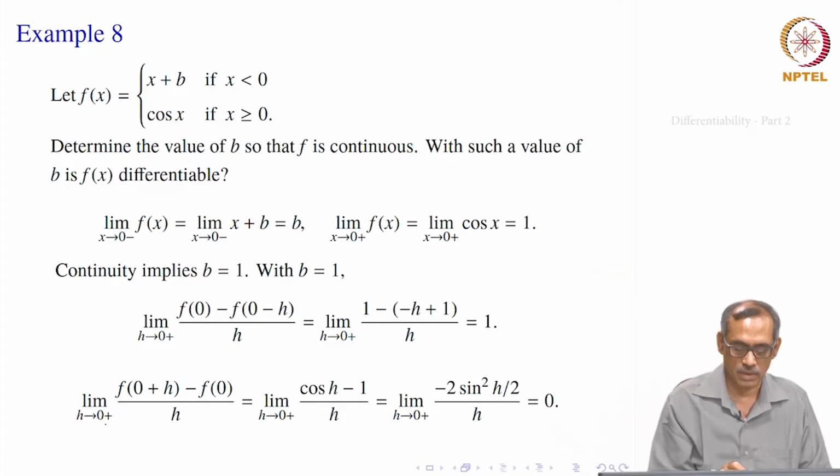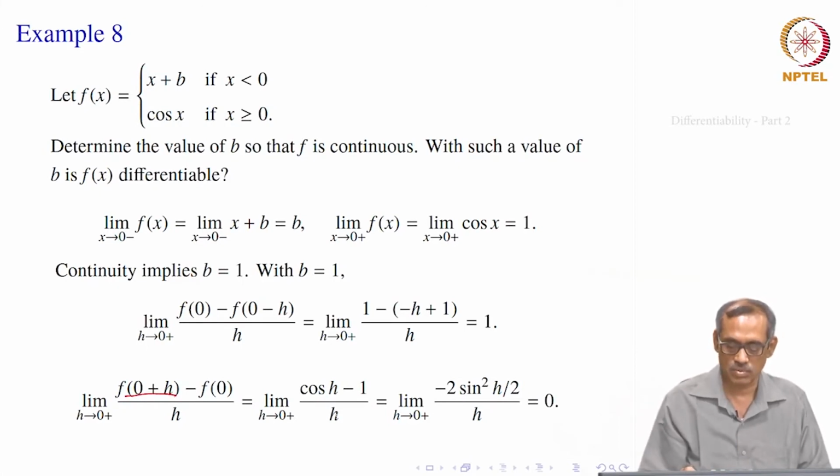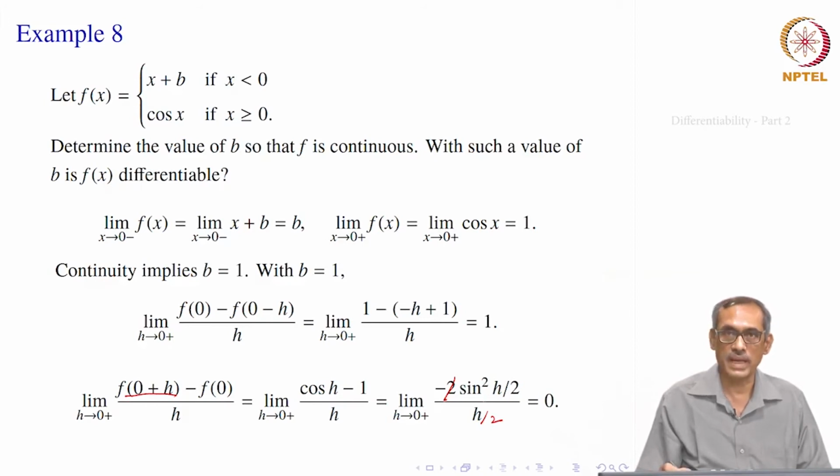Similarly, we should get the right side also, which is f of 0 plus h minus f of 0 by h, and it is positive now. So, the second one is applicable, that is cosine h minus 1 by h, and this limit we know: cosine h minus 1 is minus 2 sin square h by 2 by h. So, bring this h by 2 to here, that 2 to here. Now, sin h by 2 by h by 2 is 1, but another sin h by 2 remains. Now, sin h by 2 limit will be 0, therefore, limit is 0.